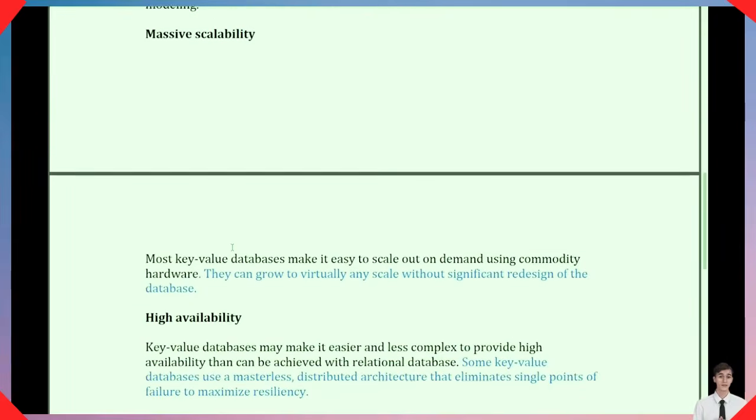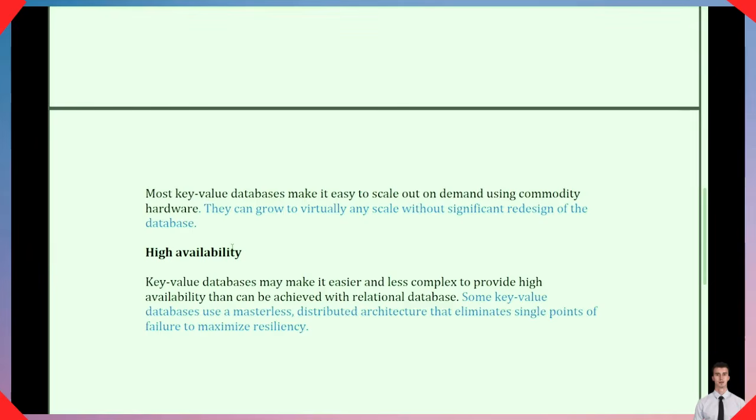Massive scalability. Most key value databases make it easy to scale out on demand using commodity hardware. They can grow to virtually any scale without significant redesign of the database. And another cool factor regarding the key value store is high availability. Key value databases may make it easier and less complex to provide high availability than can be achieved with relational databases. Some key value databases use a master-cluster distributed architecture.